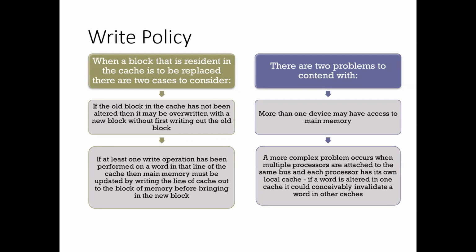There are two problems that we need to think about. One is there may be more than one device that has access to the main memory. And a more complex problem occurs when multiple processors are attached to the same bus and each has its own local cache. If a word is altered in one cache, it can conceivably invalidate words in other caches. And so there needs to be communication amongst those caches when you have multiple processors working.